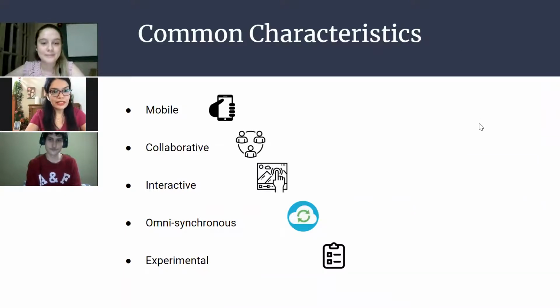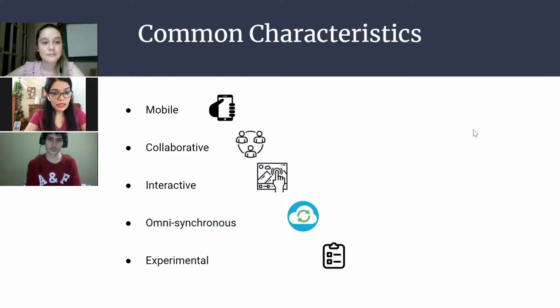Some of the common characteristics are that it's mobile. Mobile access now allows learners more flexibility in where and how they learn. It is also collaborative because now learners are chatting in groups and teaming up. It's interactive. The delivery of lessons is more flexible, for example, using games for lessons.